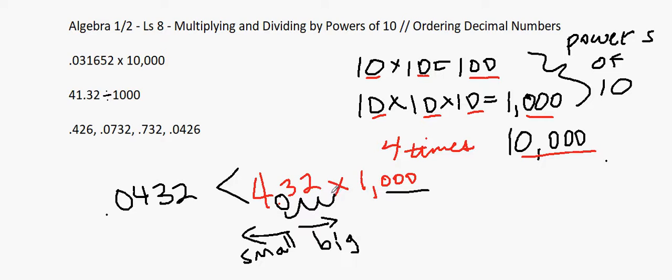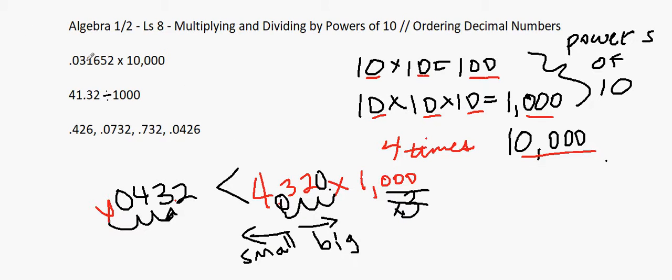So we move it the number of zeros. 1, 2, and our new number would be 4,320. I moved it 3 times. Okay, but if I had this number over here and I multiplied by 1,000, I'd have to move it past this 0, 4, and our new number would be what? 43.2. Get rid of that. Erase it. So move right for big, left for small.